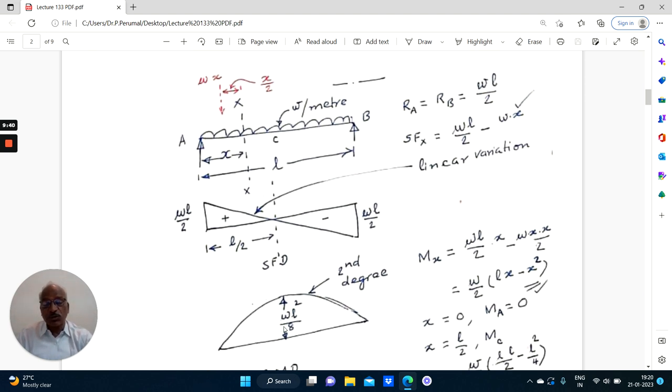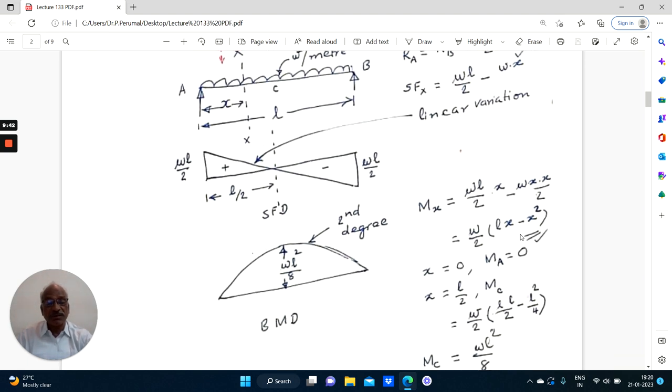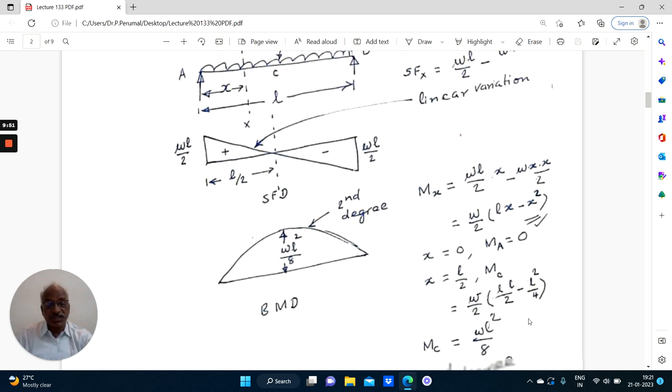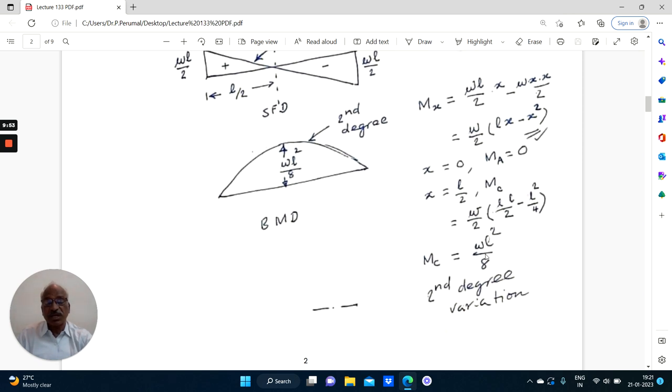When you substitute x equal to L by 2 in this equation, we get W by 2 into (L by 2 minus L by 2 whole square). So that is equal to WL square by 8. Now, as I told earlier, I repeat, the WL square by 8 derivation may be given as a full problem.